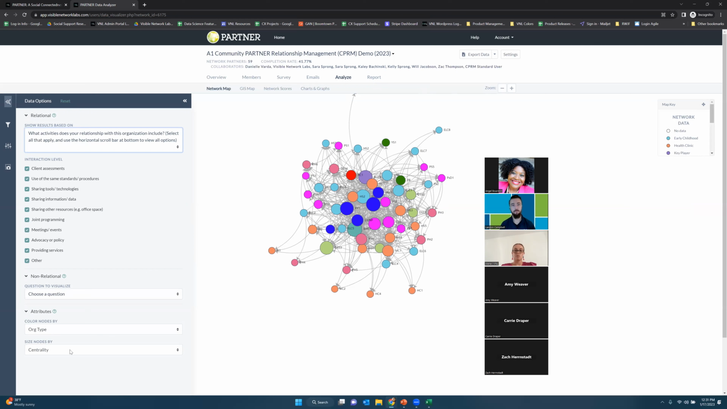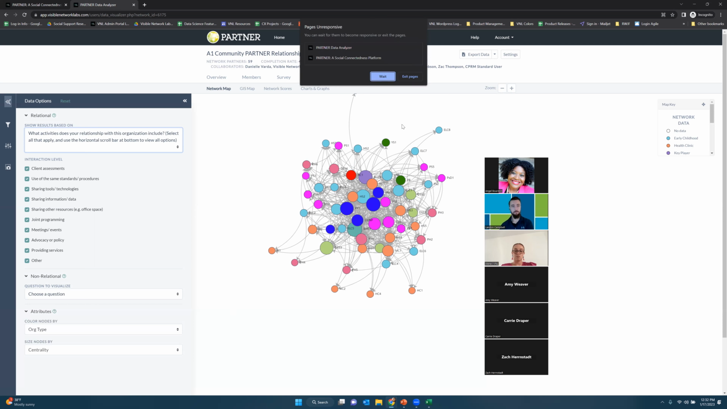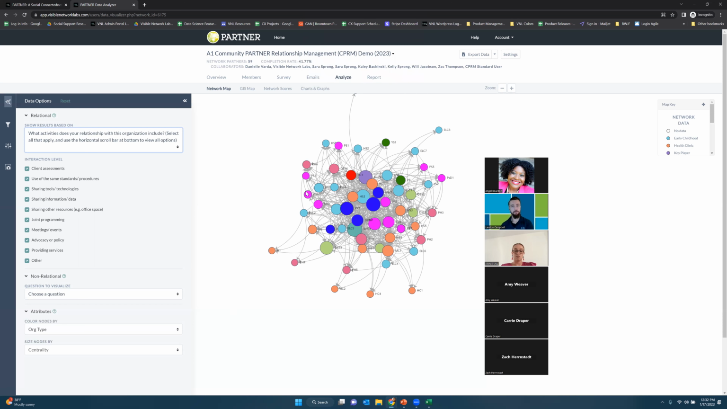You can also size the nodes by different scores. For this example, we sized it by centrality. And so it is showing the larger nodes have the most connections. And so what's nice about that is that you can really kind of see who's a key player or who has the most connections. You can sort by the different value and trust scores.